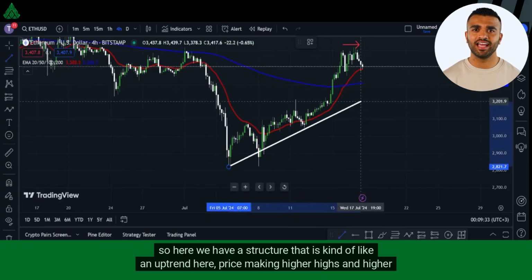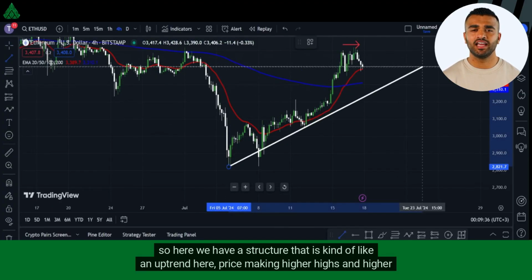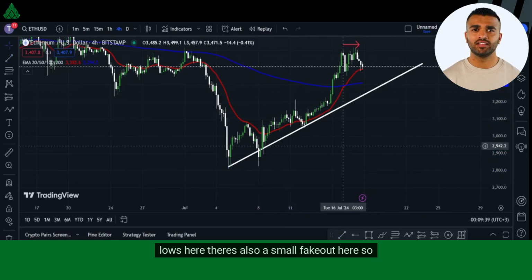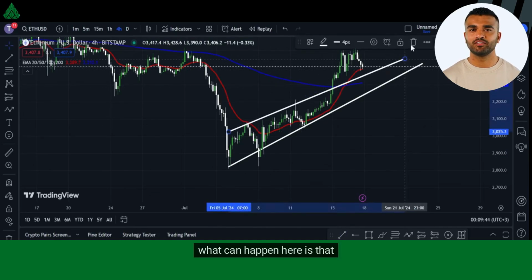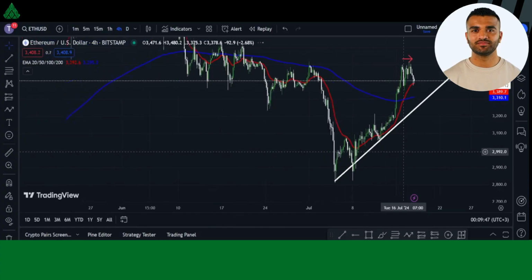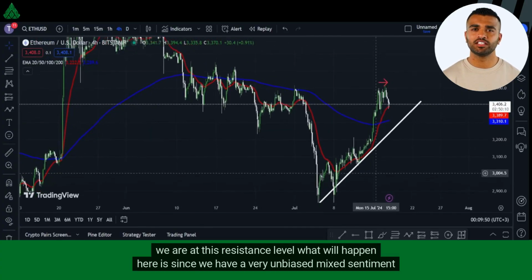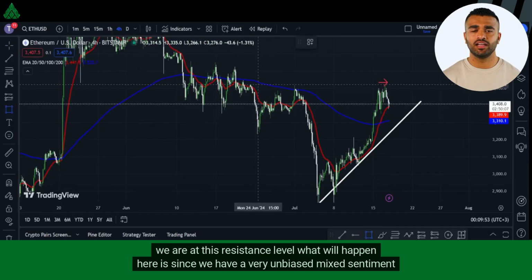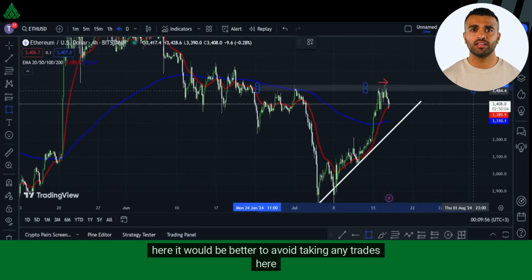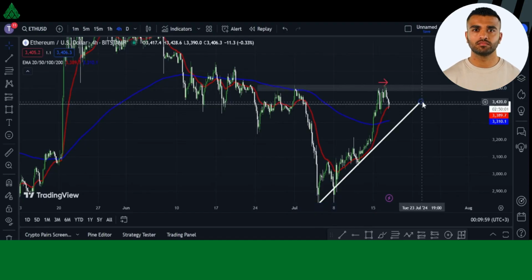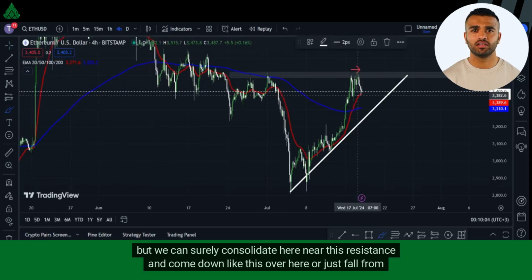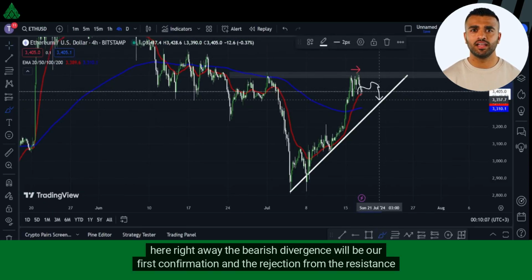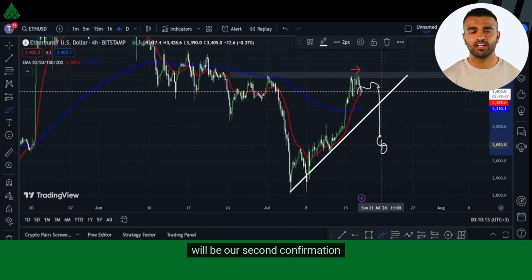So here we have a structure that is kind of like an uptrend, price making higher highs and higher lows here. There's also a small fake out here. What can happen here is that we are at this resistance level. Since we have a very unbiased mixed sentiment here, it would be better to avoid taking any trades here. But we can surely consolidate here near this resistance and come down like this over here, or just fall from here. Right away, the bearish divergence will be our first confirmation, and the rejection from the resistance will be our second confirmation.